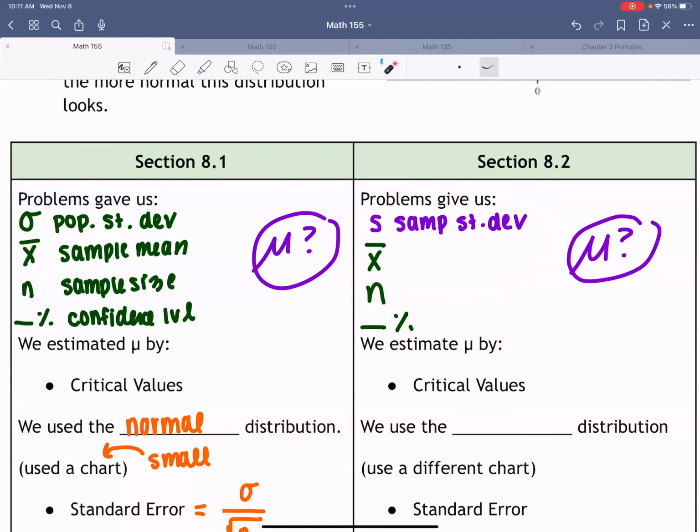Okay, so the only difference is that we're given the sample standard deviation in this section, okay? And actually the steps are pretty similar, okay? We're still gonna find the critical values and we're still gonna use a chart to find the critical values, except we're gonna use a different distribution to get to those values. In the last section, we used the normal distribution. Anyone wanna guess what the distribution is this time?